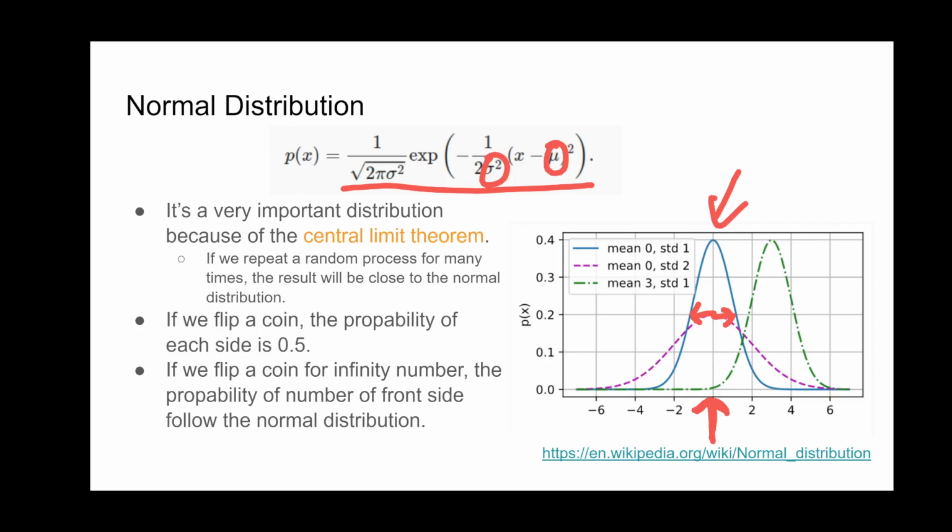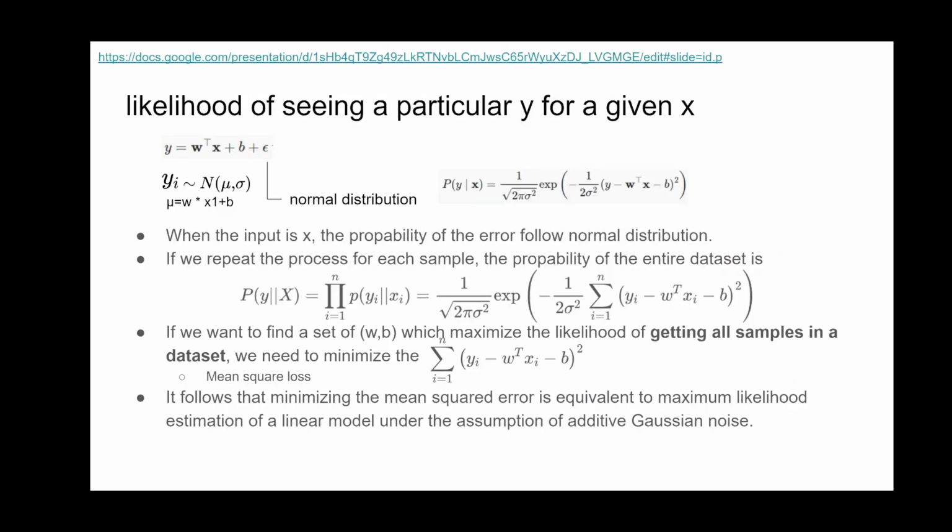Okay, so after we know the normal distributions, we can try to decide the likelihood of seeing a particular y for a given x. It means the probability of getting a particular data set in a random process. For example, if a random process is decided by this formula, actually this formula can be written in this way.